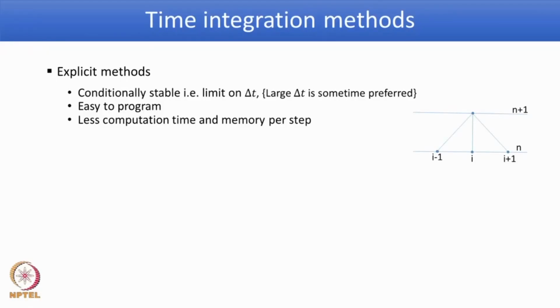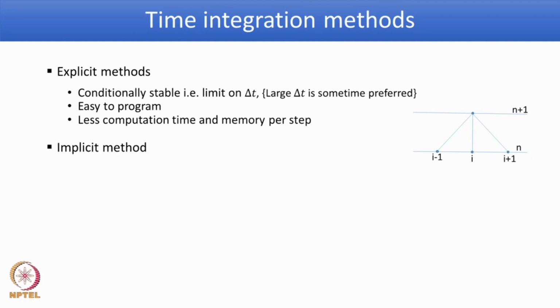It takes less computational time. For every step it takes less computational time and less memory per step. If you look at the explicit method graphically, the value at n plus 1 is evaluated based on the variable value at the nth level from I minus 1, I and I plus 1.